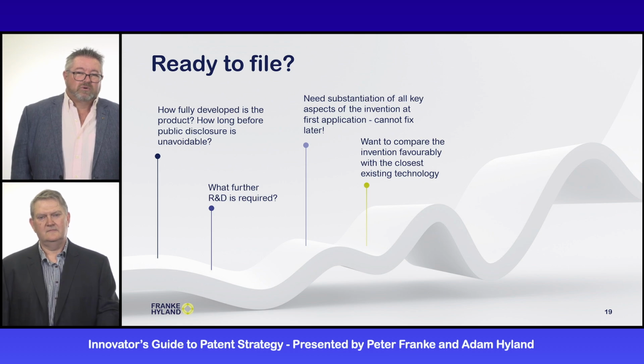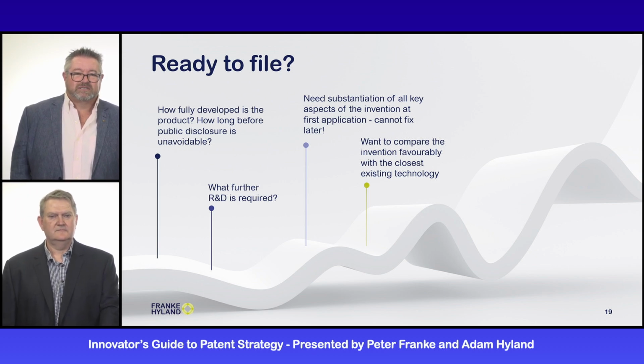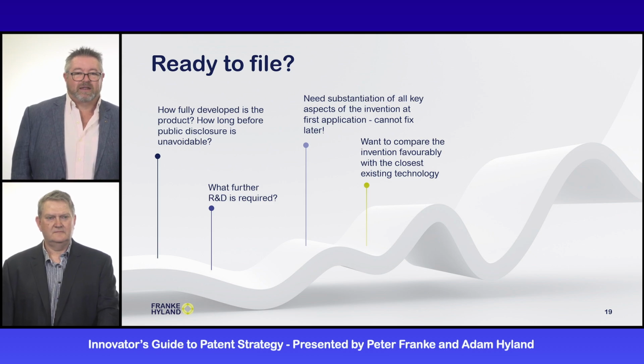The important thing that we want to do in the patent application itself is to compare our invention favourably with the closest existing technology. So it's useful to know what we at least think is the closest existing technology, so we can set up the document to show how what we have got is both new and potentially unexpectedly or non-obviously better than the existing technology. This is the real key to what we need to convey in that patent application.